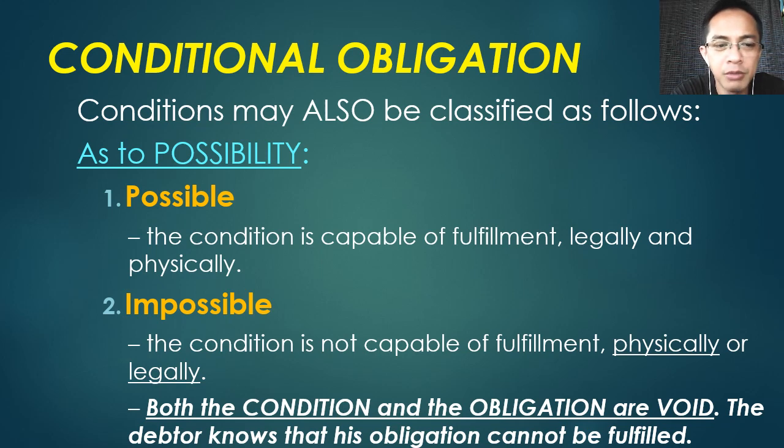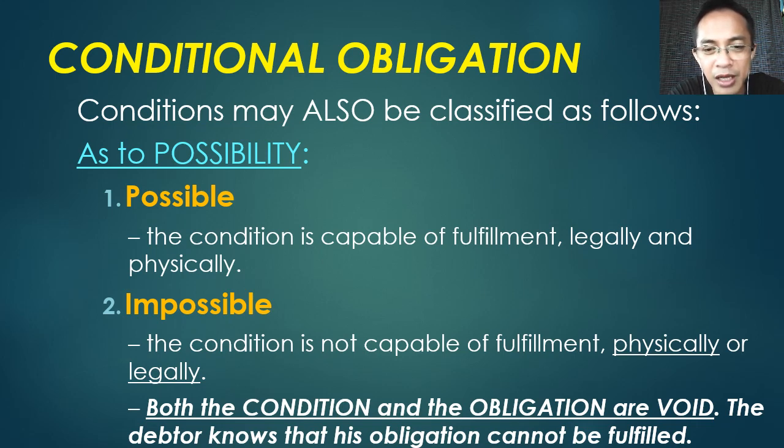If an impossible condition is imposed, both the condition and the obligation are void because the debtor knows that his obligation cannot be fulfilled. For example, I will give you 1,000 if you will smoke marijuana. I know that smoking marijuana is illegal, and I know you will not do it. Even if you will do it, it is still considered legally impossible.